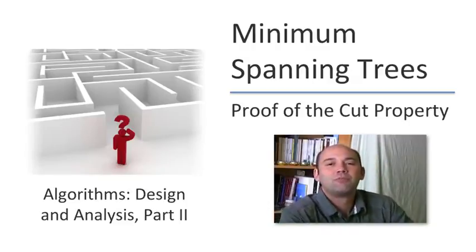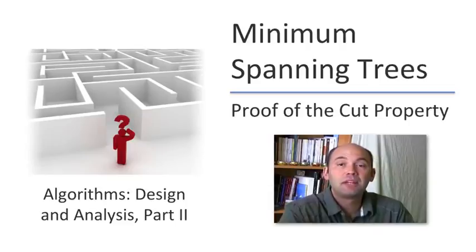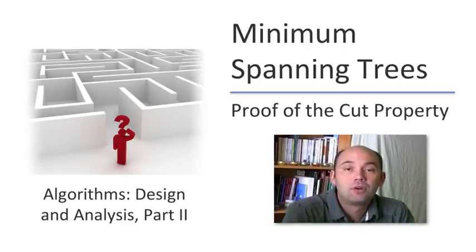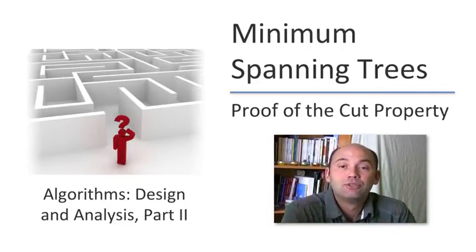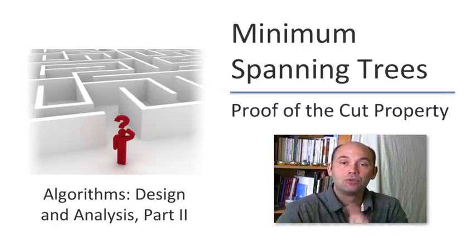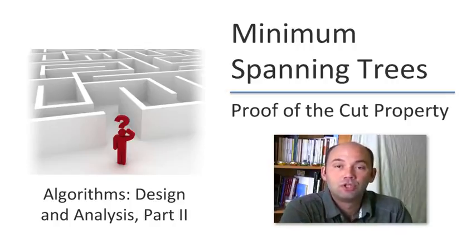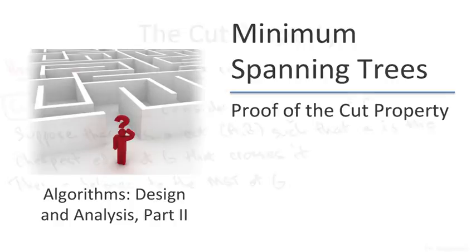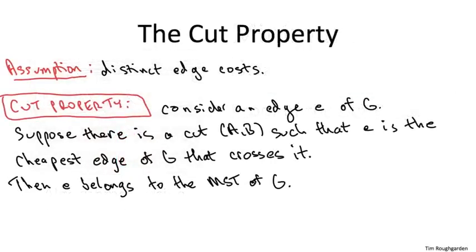Okay, so to this point we've proven the correctness of Prim's minimum spanning tree algorithm under an assumption that the cut property is true. So the purpose of this video is to supply the missing proof to convince you of this cut property.